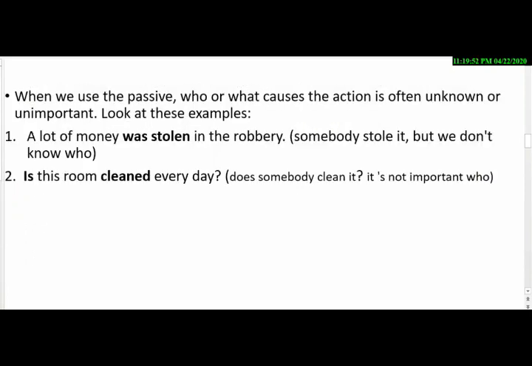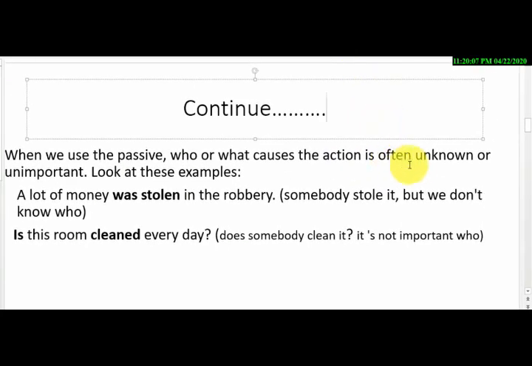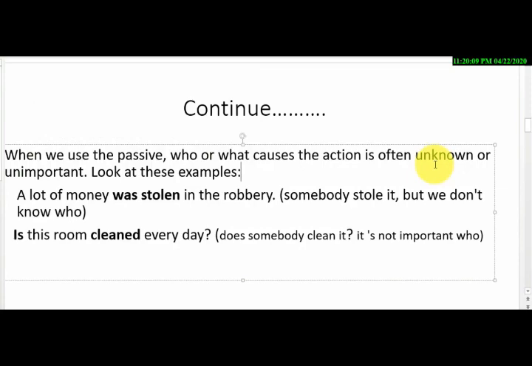When we use the passive, who or what causes the action is often unknown or unimportant in la sheego. Look at this example: A lot of money was stolen in the robbery. Lacag fara badan ayaa la xaday. Somebody stole it, qof baa xaday, but we don't know who, laakiin ma garanayno.